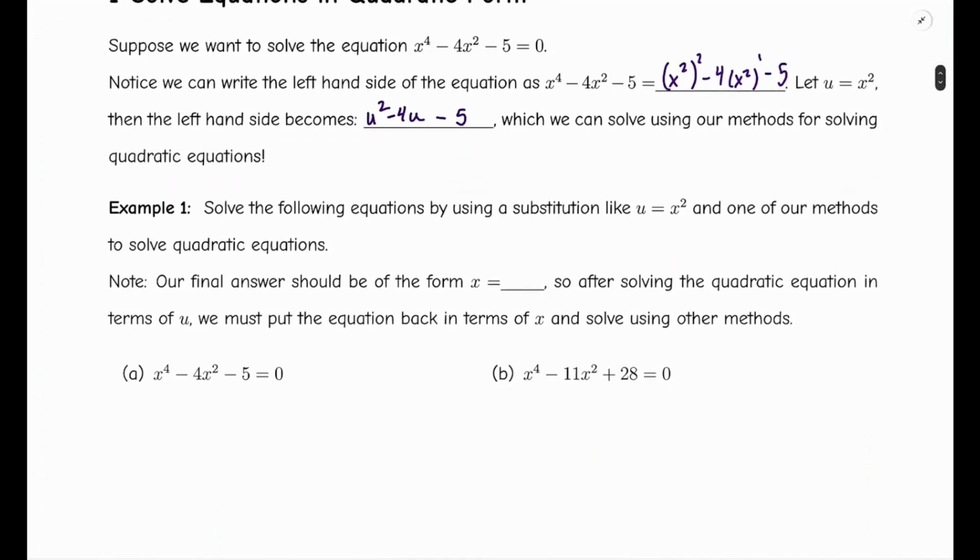Example 1. Solve the following equations by using a substitution like u equals x squared in one of our methods to solve quadratic equations. Note, our final answers should be of the form x equals, so after solving the quadratic equation in terms of u, we must put the equation back in terms of x and solve using other methods.